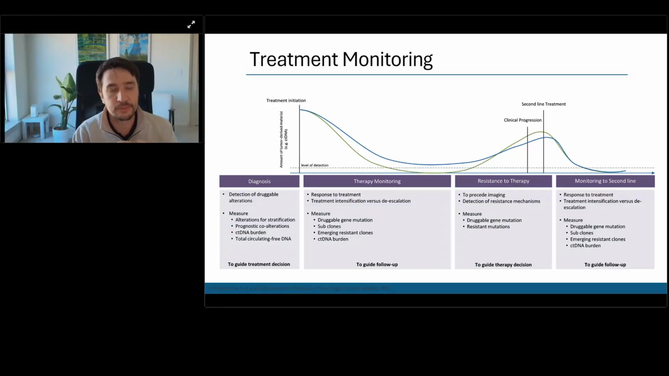This is not a recommendation for treatment, and there's a lot more research necessary to really understand the best way of using liquid biopsy. But I think it's very important to highlight in this context that even in a metastatic setting, we can actually get a lot more insight from liquid biopsies.